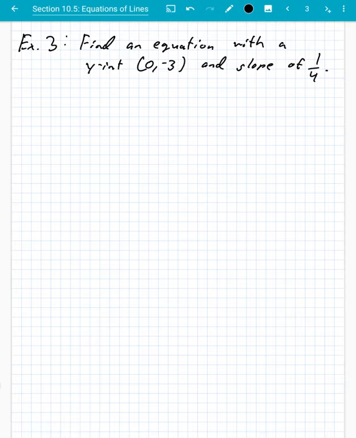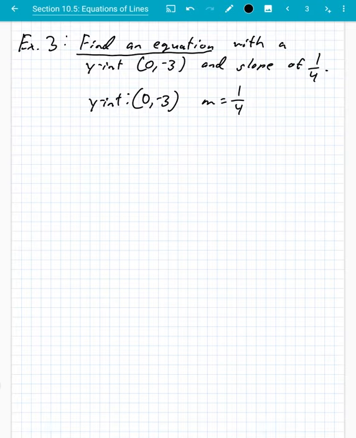So I like to write down all the information that's given to us without all the sentence structure. So we have y-intercept is 0, negative 3, and we have our slope is 1 over 4. We want to create an equation. Now, it doesn't specify what kind of equation. It wants us to find an equation of a line. Everything that we've been working with are equations of lines. As long as it has a y and x, it's an equation of a line.